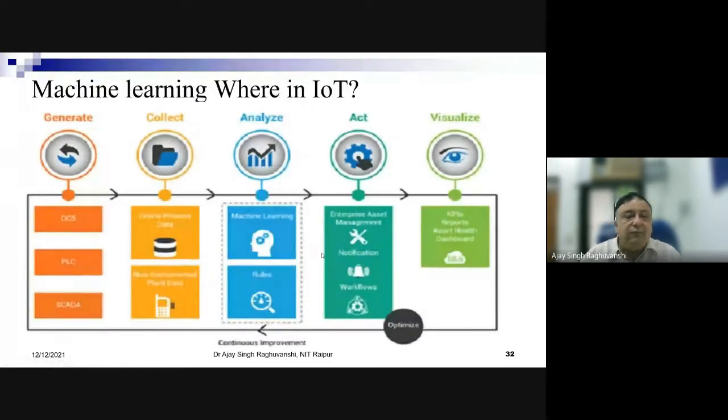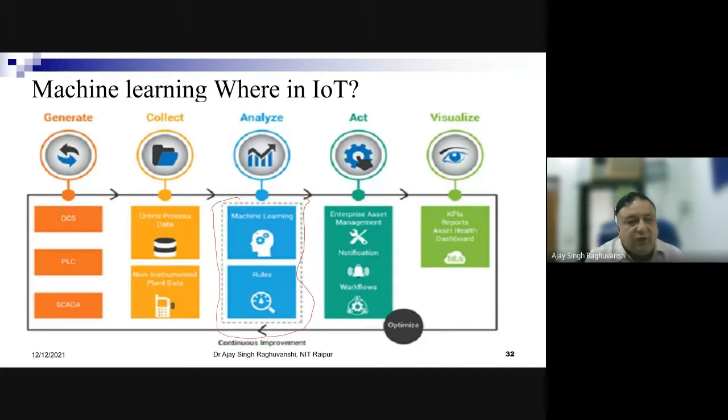So now, where in IoT do we use machine learning? We have already seen that at the lowest level we are generating data, then we are collecting data, that is at the network level. Then we analyze, that is at the server level, which we have shown there, where we have analysis. So machine learning in IoT will be used for the analysis of data. So you have generate, collect, analyze, act, and visualize.